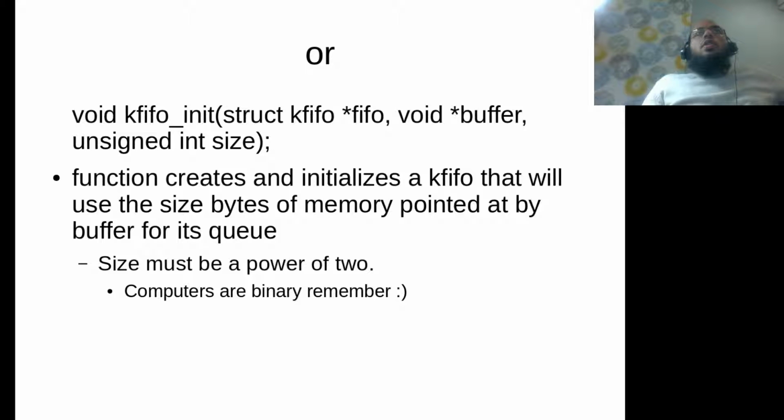Okay. The second way to initialize a kfifo queue is using kfifo_init, and this actually returns void. You supply a kfifo queue, again a pointer to it, you supply a buffer, and you supply an unsigned int size. The function creates and initializes a kfifo that will have the size in bytes of memory pointed at by the buffer for its queue. So this will be your size, and this will be your pointer. And the size must be a power of 2.